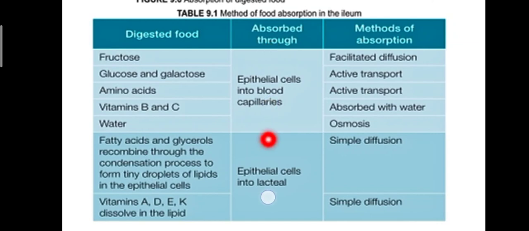This one goes through the lacteal, from the epithelial cell into the lacteal. Its method of absorption is simple diffusion. First, fatty acid and glycerol recombine through the condensation process to form tiny droplets of lipid. They go through the epithelial cell into the lacteal by simple diffusion only. It is the same for vitamins A, D, E, and K, which dissolve in the lipid, from the epithelial cell into the lacteal by simple diffusion.